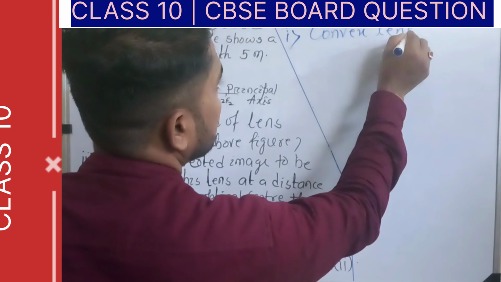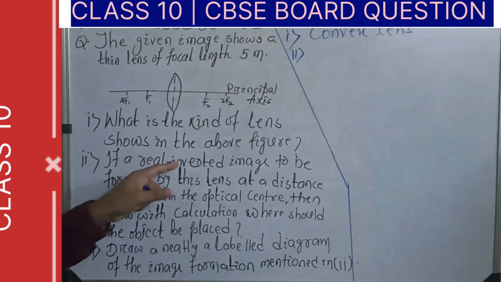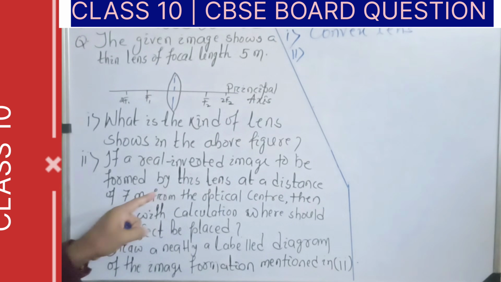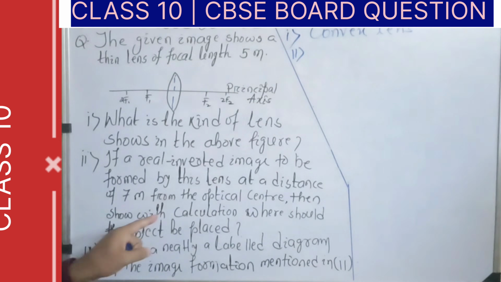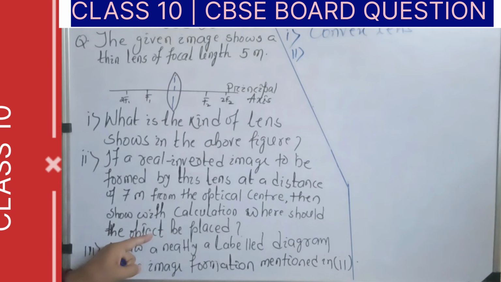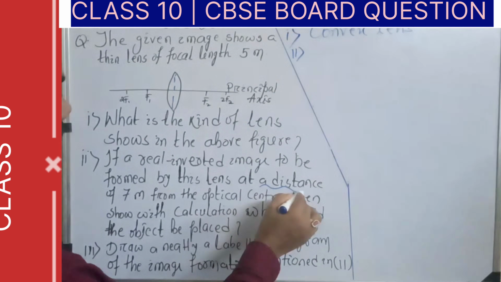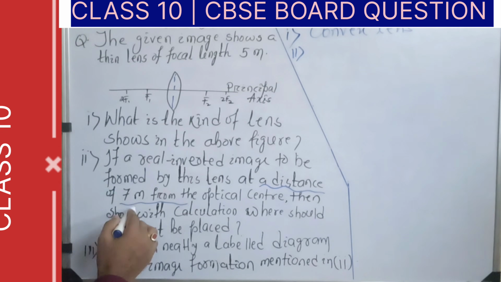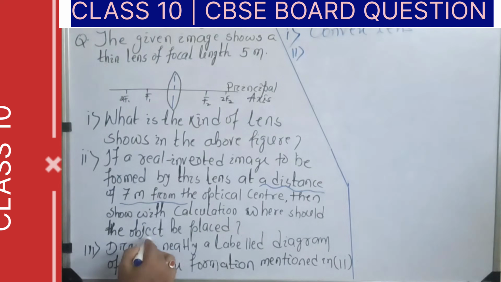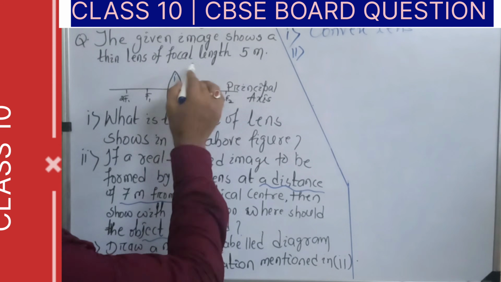Okay, convex lens. Then the second bit, students: if a real inverted image is to be formed by this lens at a distance of 7 meter from the optical center, then show with calculation where the object should be placed. So here, the image distance is given as 7 meter and we are asked to find the object distance, right? And the focal length is also given.